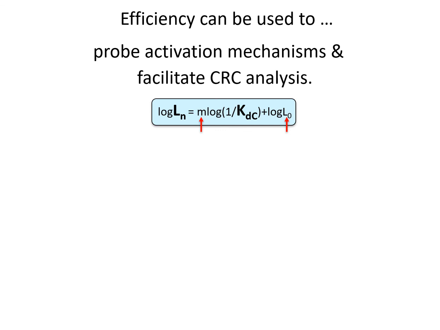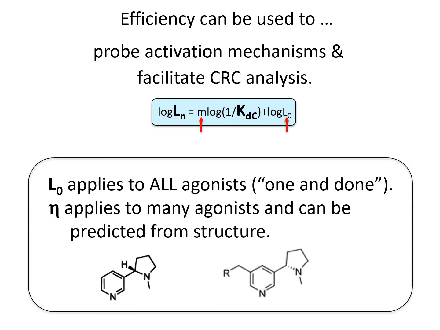So if you show me a receptor, I'm going to ask you what's L0, and if you show me a ligand, I'm going to ask you what's its efficiency on that receptor. So if you know efficiency and L0, you can calculate efficacy from affinity, and L0 applies to all agonists. It is one and done.